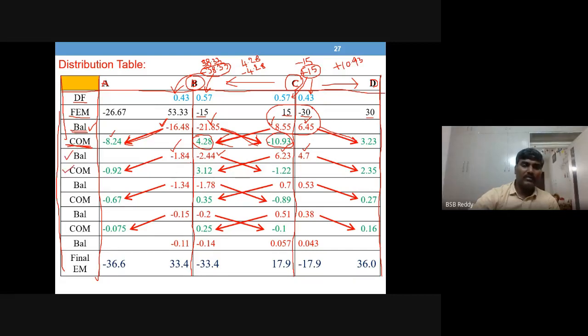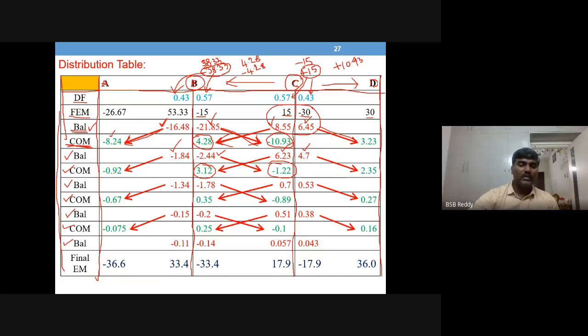Again you carry half the values. So when you carry half the values, again the joint is disturbed. 0 is disturbed and 0 is disturbed here. Again you make it 0 by adding the opposite value. If it is plus, you add minus values. If it is minus, you add plus values, opposite values. How do you add? By multiplying with the distribution factors and carry. So likewise, balancing, carryover, balancing, carryover, and finally balancing.